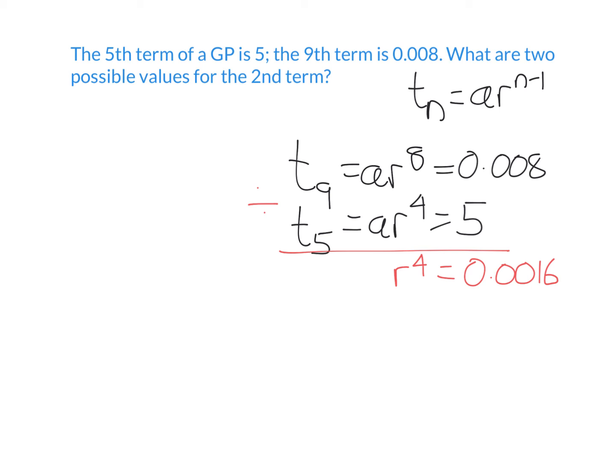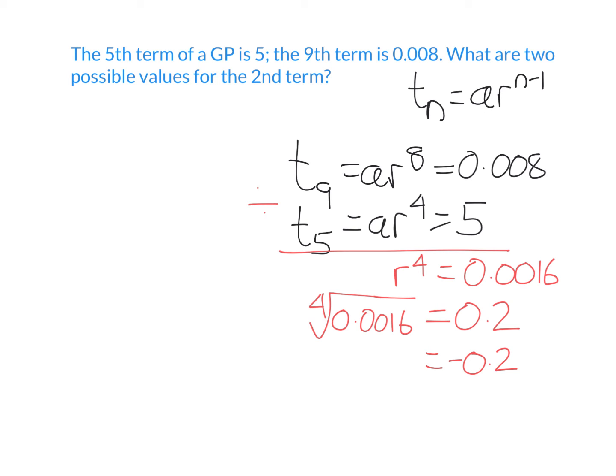Now you have to be a bit careful here. When the power is even, there are two solutions. If the power is odd, there's one solution. But here there are two. So on my calculator, I can put the fourth root of 0.0016. My calculator tells me that that equals 0.2. But we have to be aware that there's also the option that it's negative 0.2. Both of these values, if substituted for r here, would give a true statement. Again, there are two possible values for r when the power is even. When the power is odd, only one solution.